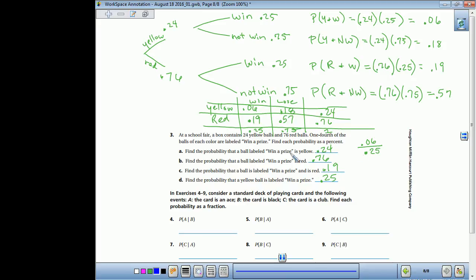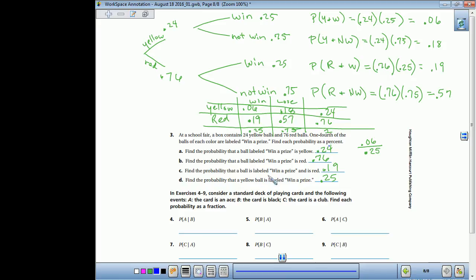Okay. All right, find the probability that a ball labeled win a prize is red. Now, I don't have to do any mathematical calculations because that's the complement of this, right? So if this is 0.24, this has got to be 0.76.